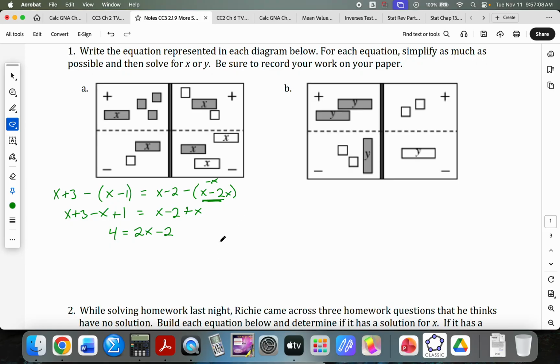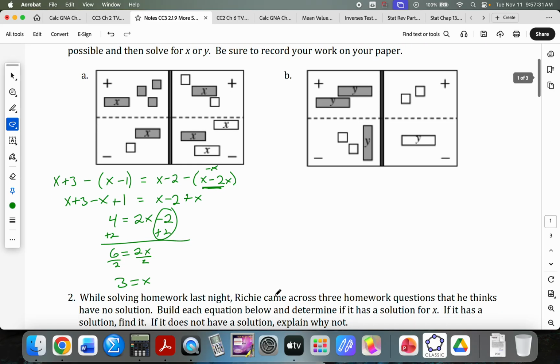It's a good question. I'm going to make a zero pair by adding 2 to both sides. So that gives me, if I have 2 x's, I have 6. So dividing that up into 2 equal parts, x is 3. Everybody good with that?